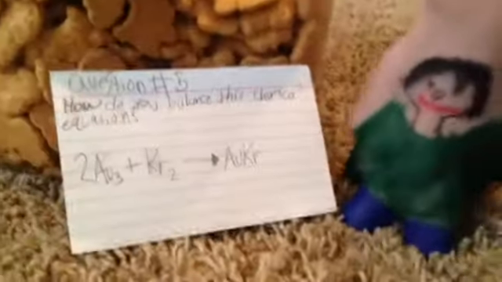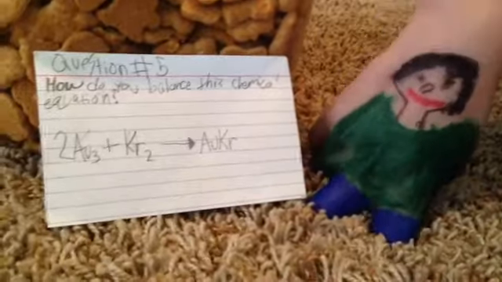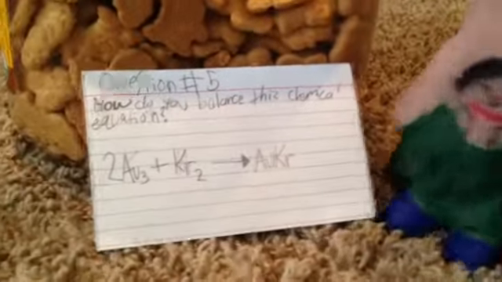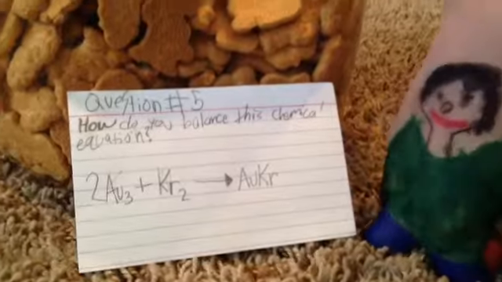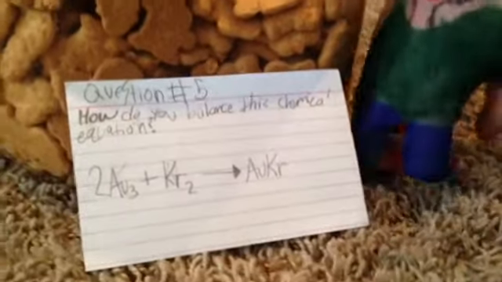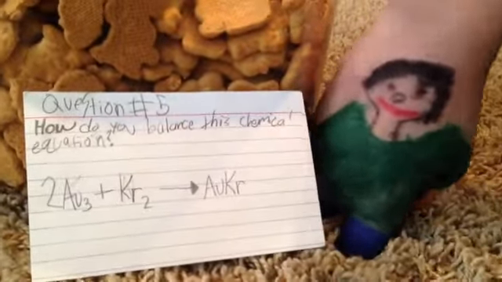Dasher, question number 5 is, how can you balance this chemical equation? The chemical equation is 2Au3 plus Kr2 yields AuKr.